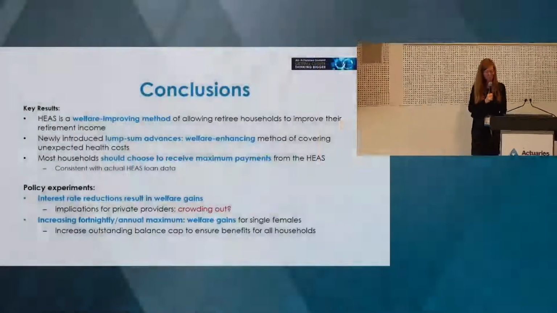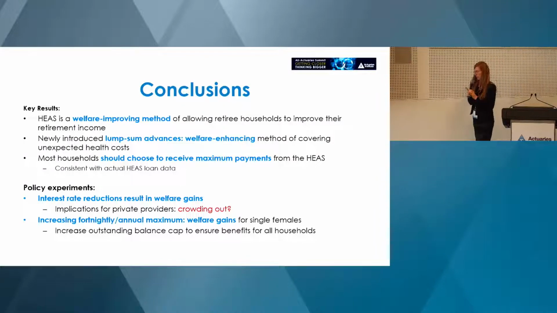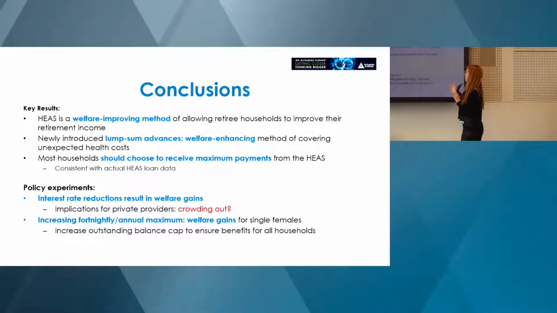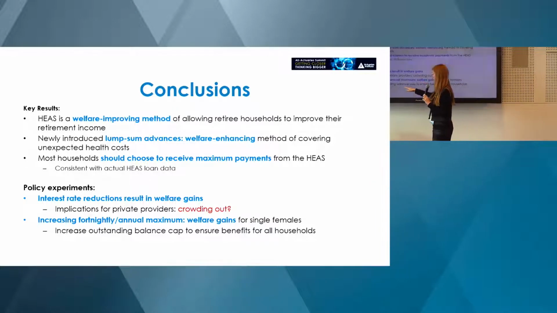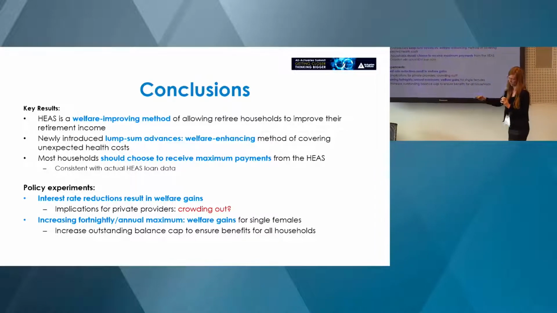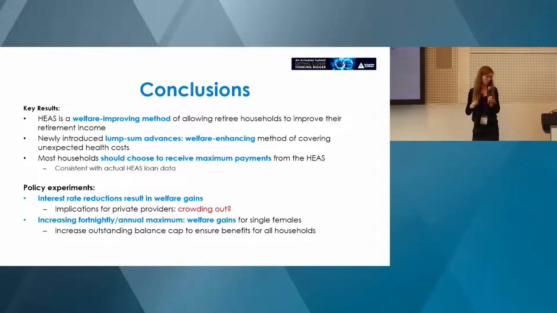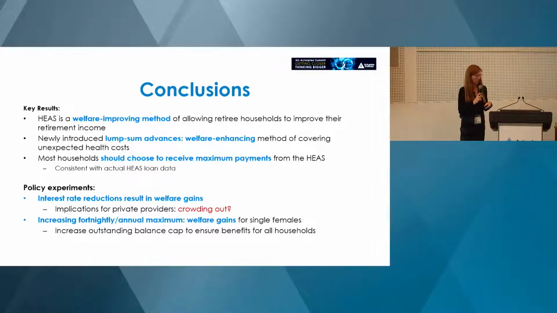We saw welfare gains. You could think the scheme would be more attractive if you increase the fortnightly amounts or annual caps. We only found gains for a group with, say, a large share of single female households. If you want to increase these maximums, you might also have to increase the outstanding balance cap, but then these households will hit the no negative equity guarantee faster. So it could also potentially increase the outstanding debt and lower the amount that's available at the end.